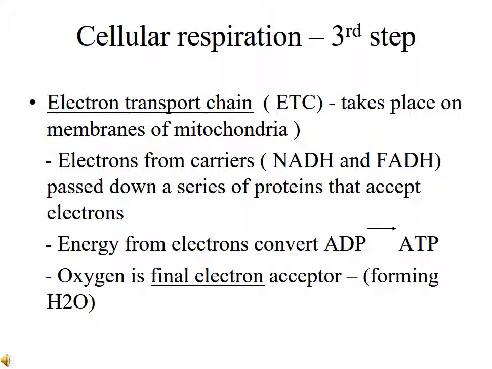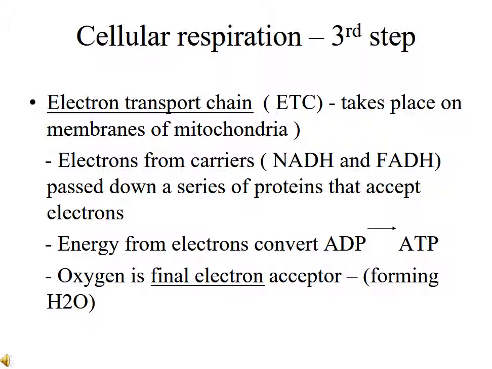So, in the third step of cellular respiration, we are going to be moving to the membranes that are present within the mitochondria. These membranes have a variety of proteins that can transfer electrons. They'll grab the electrons that have been captured by these electron carriers. So, electrons from the carriers are passed down a series of proteins that will shuffle the electrons. And the energy from the electrons will be grabbed by ADP and converted to ATP.